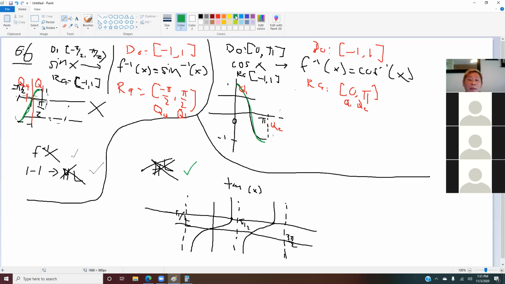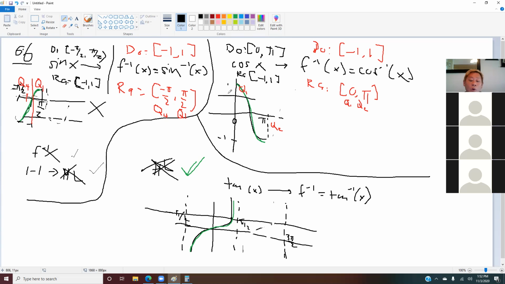So what I have to do is restrict the domain. Again, we only take one of these tangent graphs. We do not need the other repeated ones. If you just have this tangent graph, then this tangent graph will have its inverse, and its inverse in this case will be the inverse of tangent, or we call it the arctan.